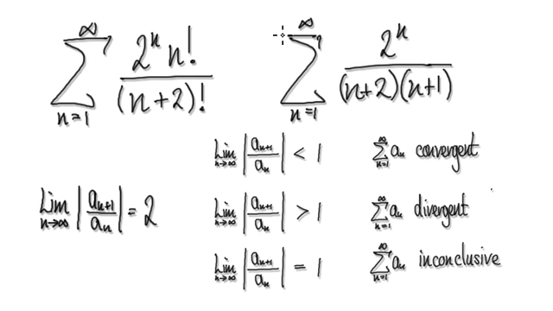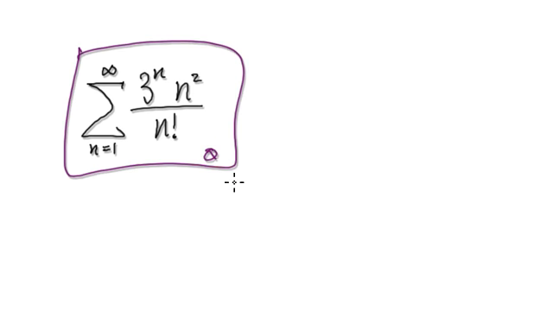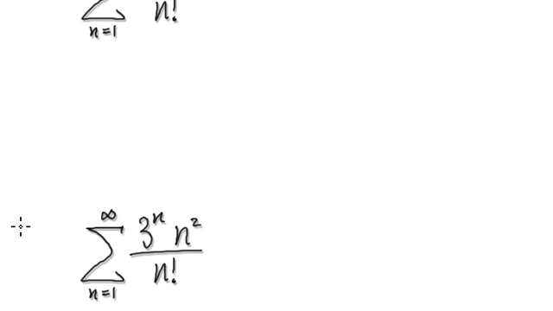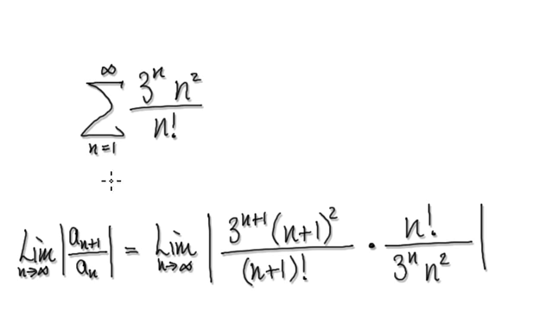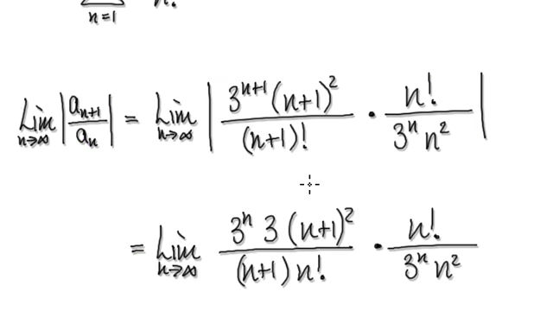Okay, next question. Use the ratio test to determine if this will converge or if this will diverge. Press pause and have a go. To do this, we need to obtain this value: the next term divided by the current term. This whole thing becomes this. Now it's just a matter of tidying this up.